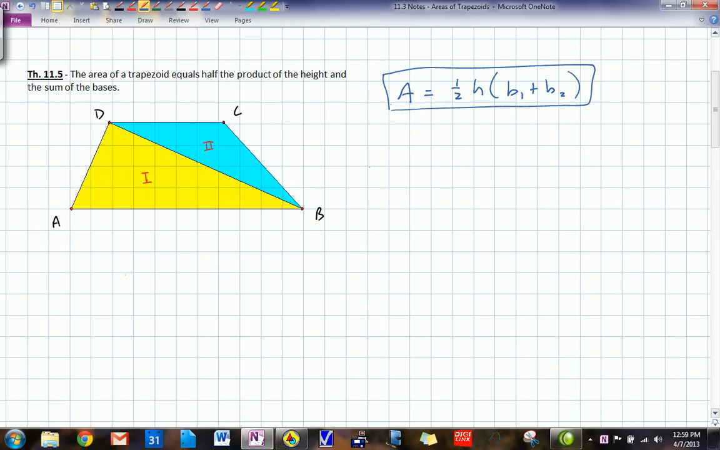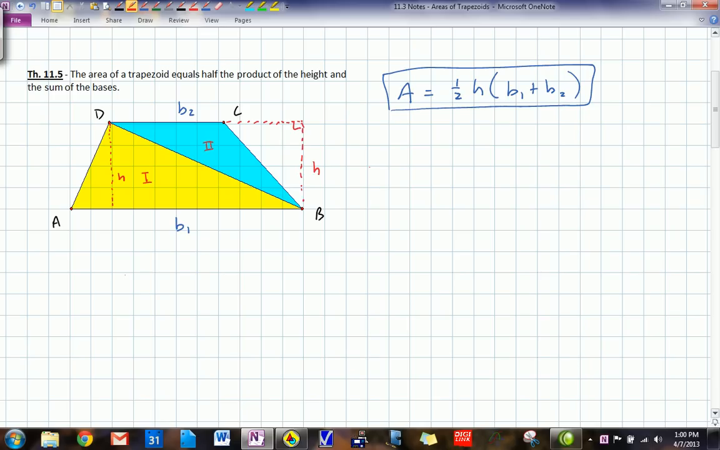Let's see why this is true, however. If I call this base down here base 1, and this base up here base 2, then this trapezoid's area is the sum of the areas of region 1 and region 2, which are triangles. And you learned in the last lesson that the area of a triangle is 1/2 the base times the height. So if I draw a height here, for this triangle the height would actually be on the outside. So this would be the height here.